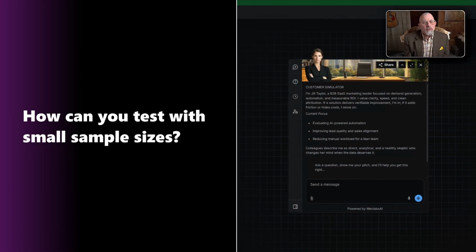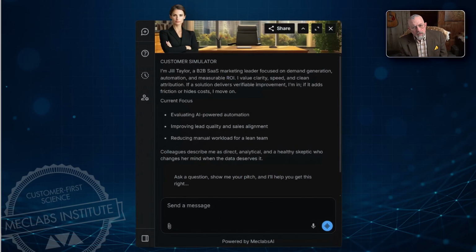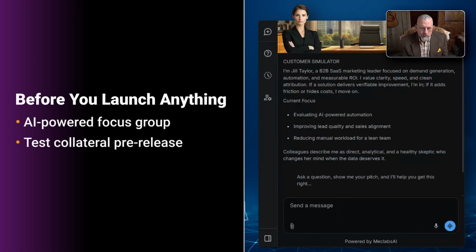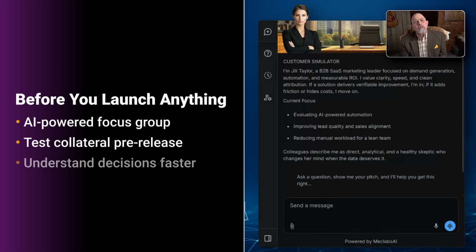How can you test with small sample sizes? What if you could create an AI-powered focus group before you release every piece of collateral? You are looking at the next generation in thinking about your customer and understanding how they make decisions.